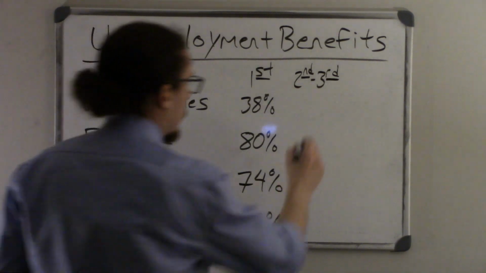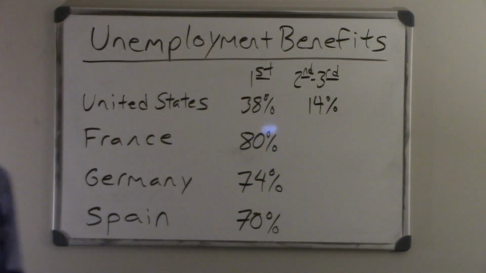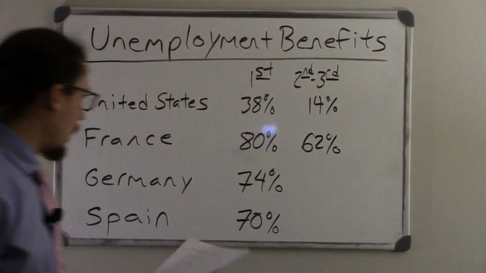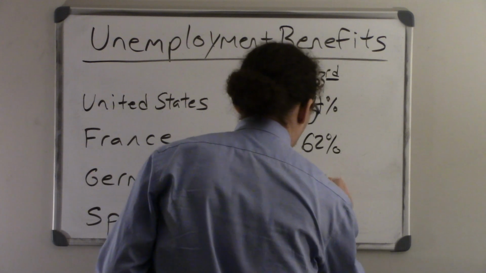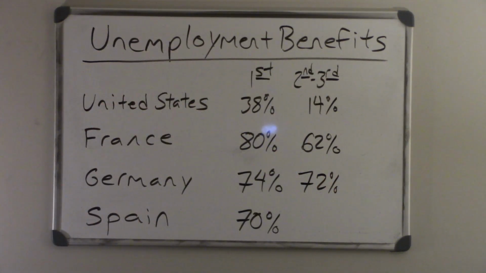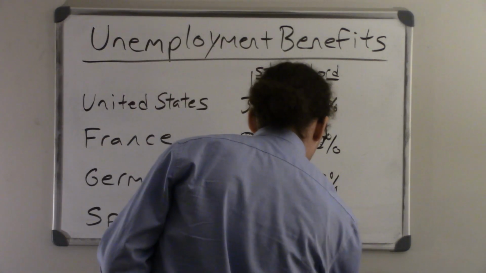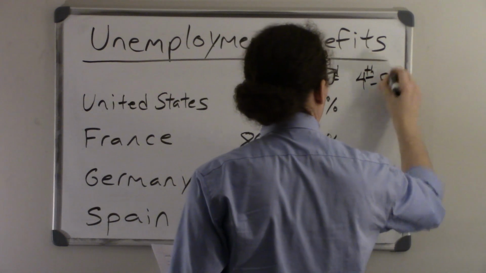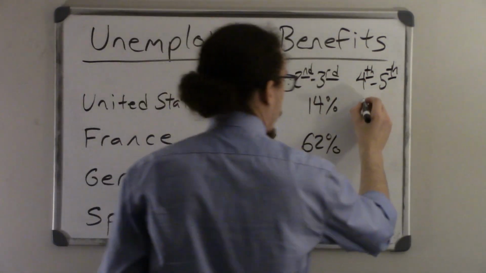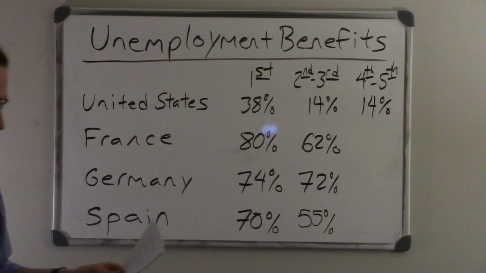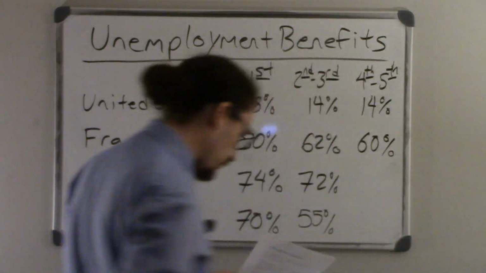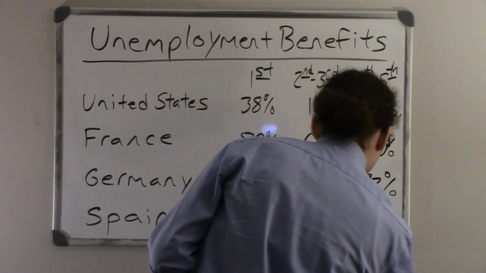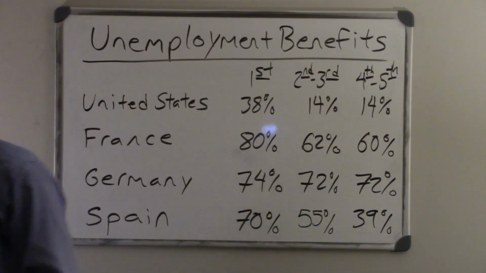For the second and third years, the United States drops dramatically to 14%. In France, we go from 80% to 62%. In Germany, we go from 74%, decreasing a whopping 2% to 72% for the second and third years. And in Spain, we go from 70 to 55%. And then finally, for the fourth and fifth year, the U.S. holds steady at 14%. France goes to 60%. Germany stays at 72%. And in Spain, it falls to 39%.